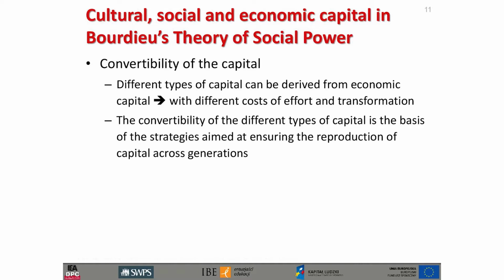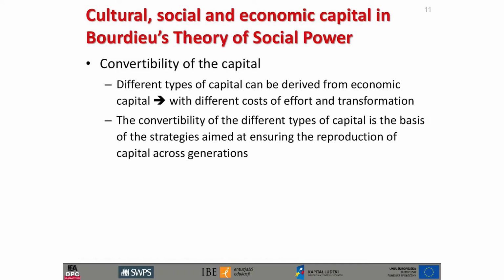Concerning the convertibility of the capital, it is probably important to mention that those different types of capital can be derived from the economic capital, but this is connected with different costs of effort and also with transformation costs. The transformation costs are losses that occur when transforming one form of the capital to the other. And the convertibility of the different types of capital is the basis of the strategies that are aimed at ensuring the reproduction of capital across generations.